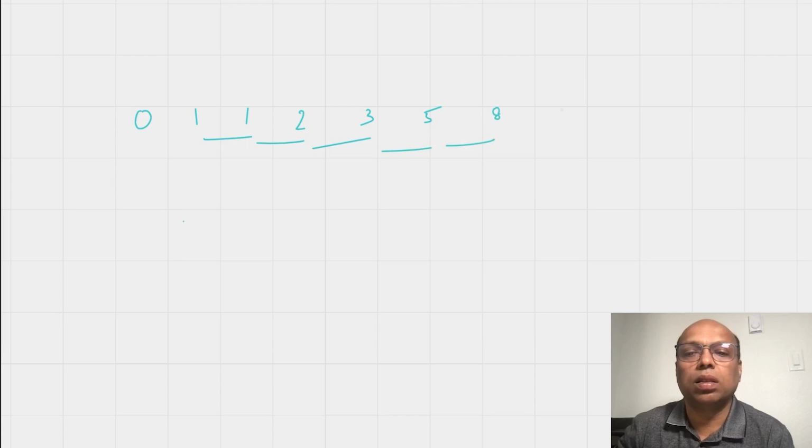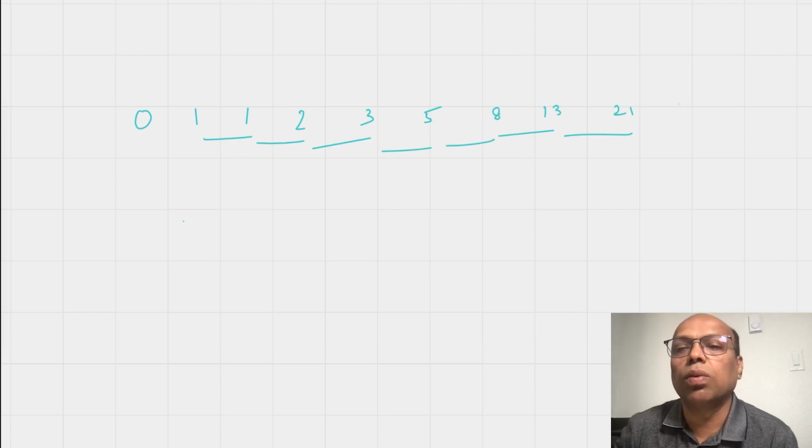See, this is what we write: 0, 1. 0 plus 1 is 1, 1 plus 1 is 2, 1 plus 2 is 3, 2 plus 3 is 5, 5 plus 3 is 8, 8 plus 5 is 13, 13 plus 8 is 21, 21 plus 13 is 34, and 34 plus 21 is 55.